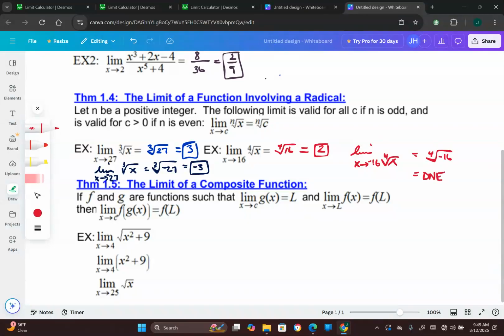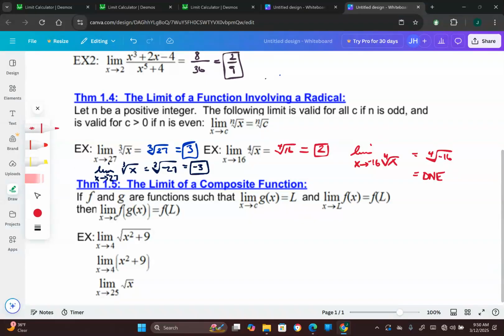And let's talk about one more idea here. Let's talk about composite functions. With this composite function, what we're saying is, if the limit of g of x as x approaches c is L, and the limit as x approaches L of f of x equals f of L, then you can do a composite here. In other words, the limit of g comes out to be L, so the limit of f of x is going to be f of L.